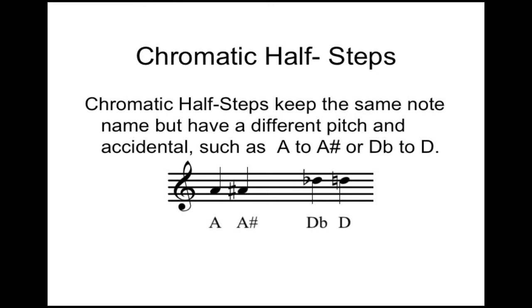Chromatic half steps keep the same note name but have a different pitch by the addition of an accidental, such as a sharp or a flat. For example, you see that A and A sharp are a chromatic half step. If you imagine the piano keyboard, A is a white key, and A sharp is the black key adjacent to the right of A. Similarly, D flat and D are also a half step apart.